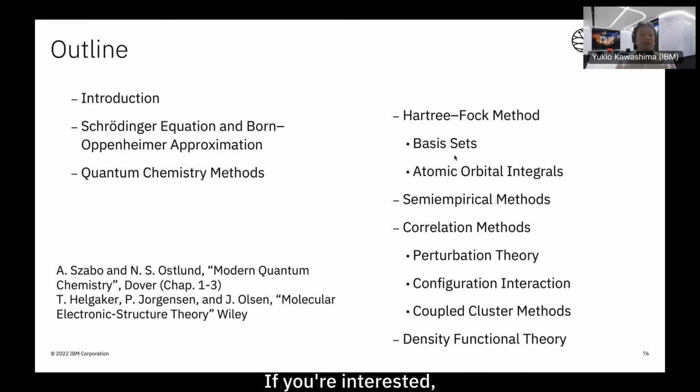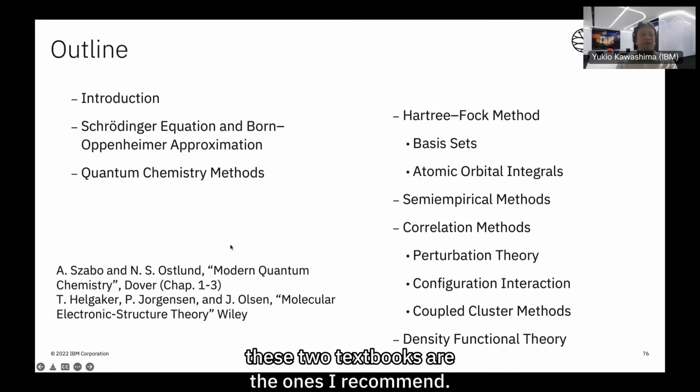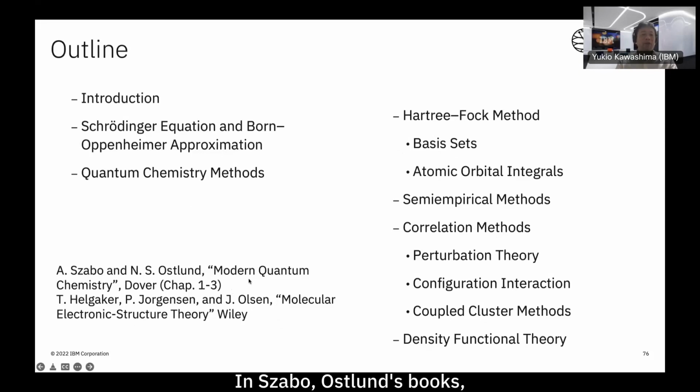If you're interested, these two textbooks are the ones I recommend. In Szabo and Ostlund's book, I really like chapters 1, 2, and 3. And for the electron correlation methods, I like the Helgaker, Jorgensen, and Olsen book.